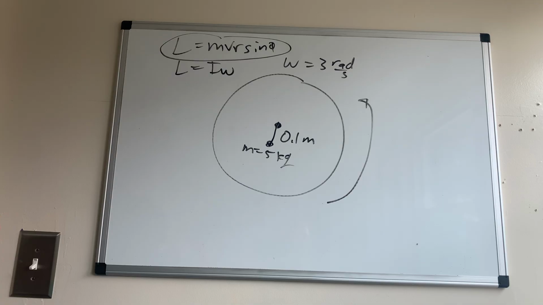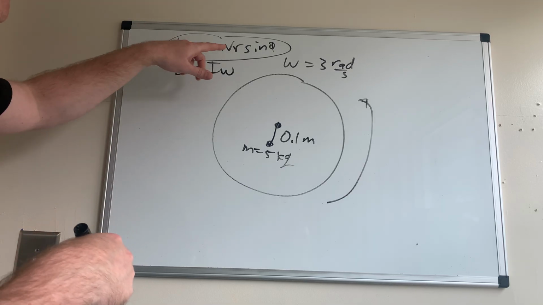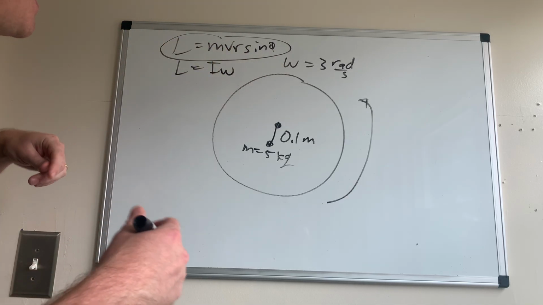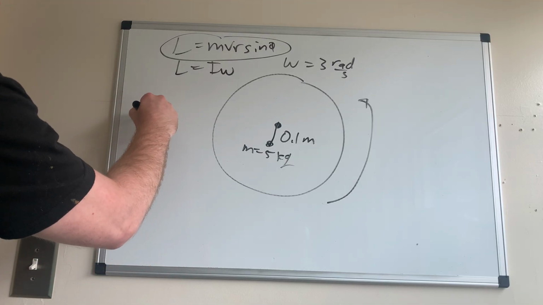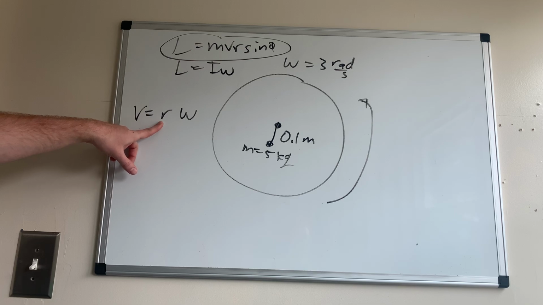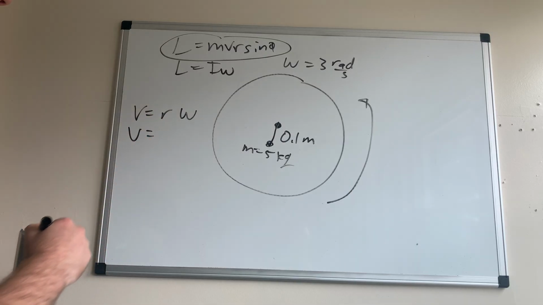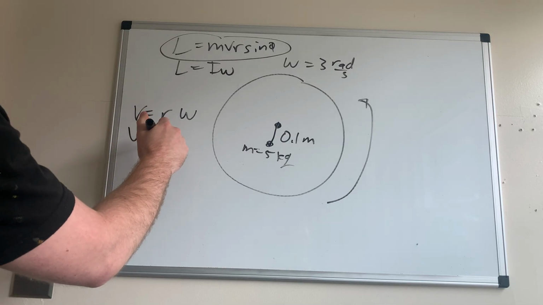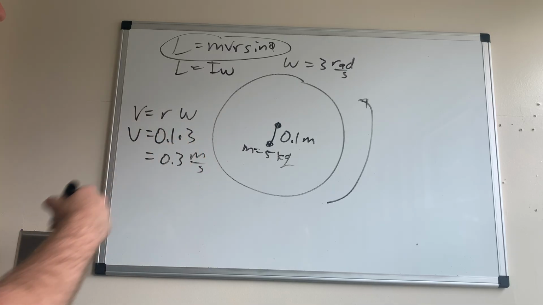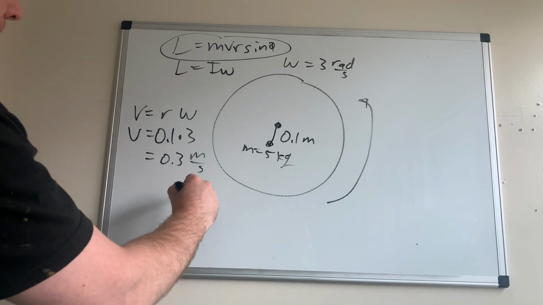So the major issue, and it's not really that major, is this formula relates the angular momentum to the linear momentum, and we're told omega but not v. But that's not a big deal, because I know that the linear speed is related to the angular speed using this formula, where r is the distance from the point of rotation to the thing you're studying. So the linear speed of the child is going to be 0.1 times 3, or in other words, 0.3 meters per second.